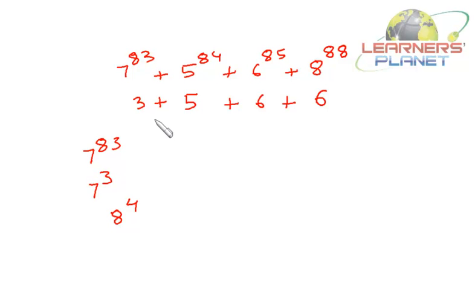Now we can calculate the unit digit, that is 3 plus 5 is 8, 8 plus 6 is 14, drop 1 and continue with 4, that 4 plus 6 will be 10. So what we'll get at the unit place is 0. It's very simple, friends.